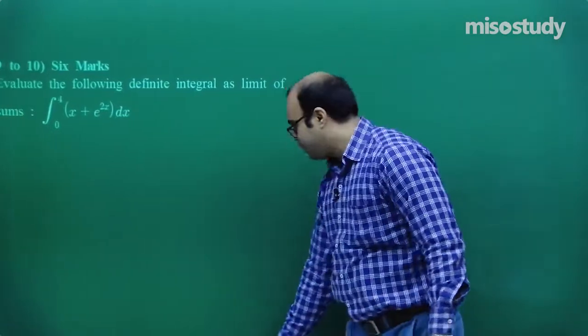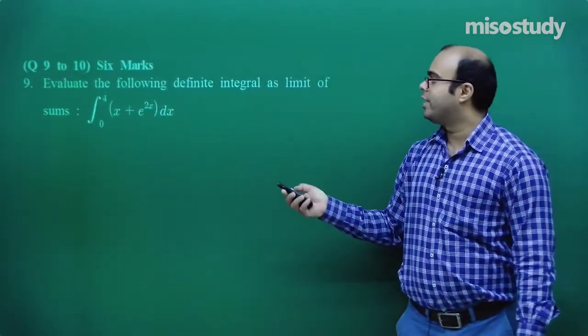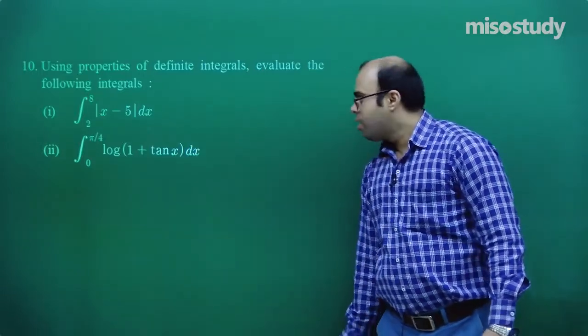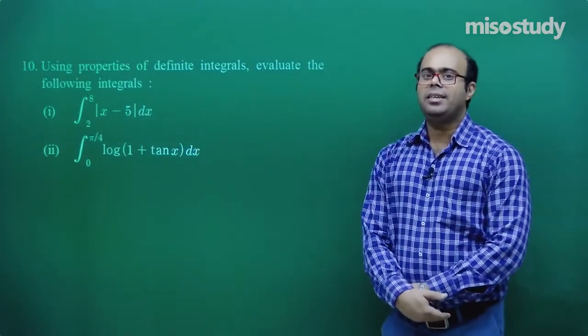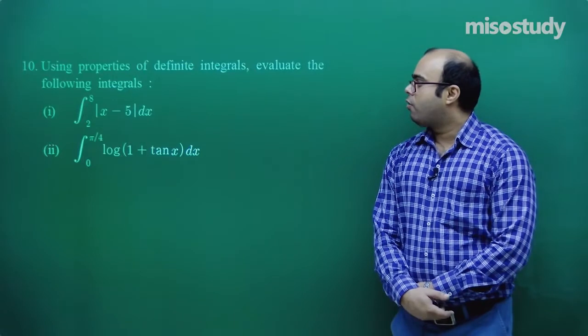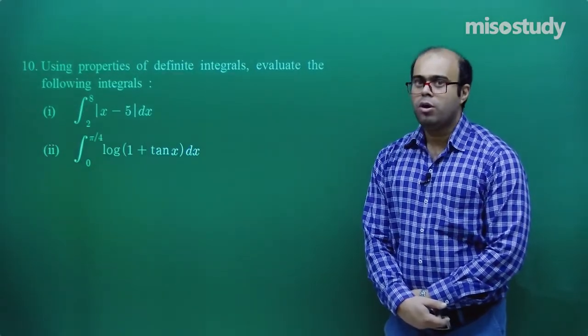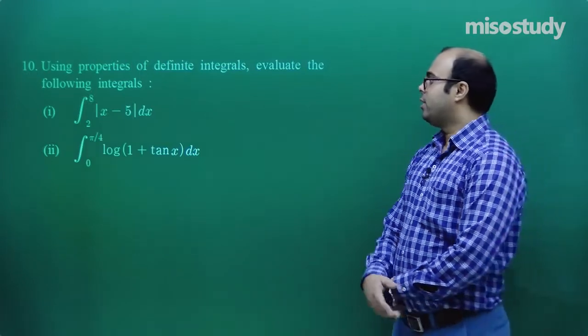After this question, let us come to the last question of today's lecture, which is also of 6 marks. So there are 2 parts. The first part says: find the definite integral of mod of x minus 5 from lower limit 2 to upper limit 8. So let us take the first question first.